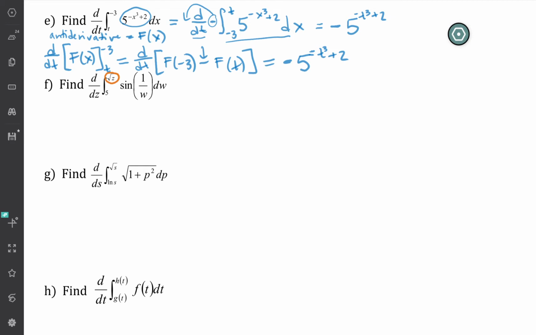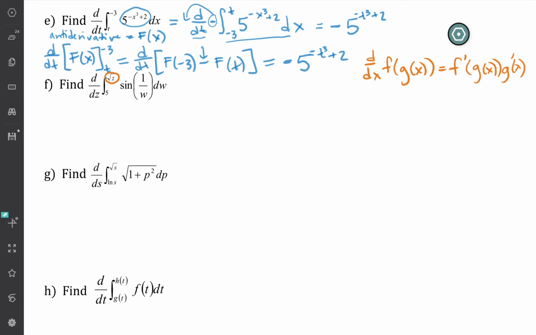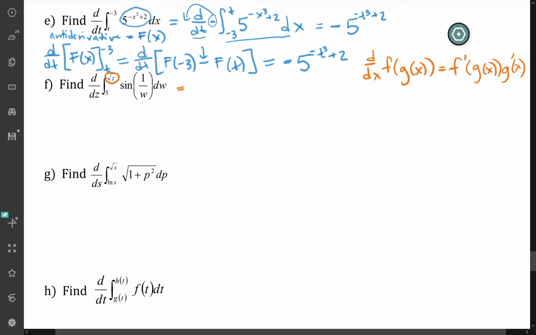So the way this would work is we'd say, okay, side note up above, I know how to take the derivative of a composition. I take the derivative of the outer function, I leave the inner function alone, and then I chain on the derivative of the inner function. The outer function here is the area function, so its derivative is just going to get us back to this sine of 1 over w, but it's not going to be a w anymore, it's going to be the square root of z. And then the inner function is that square root of z, so its derivative is 1 over 2 root z, or 1/2 z to the negative 1/2.